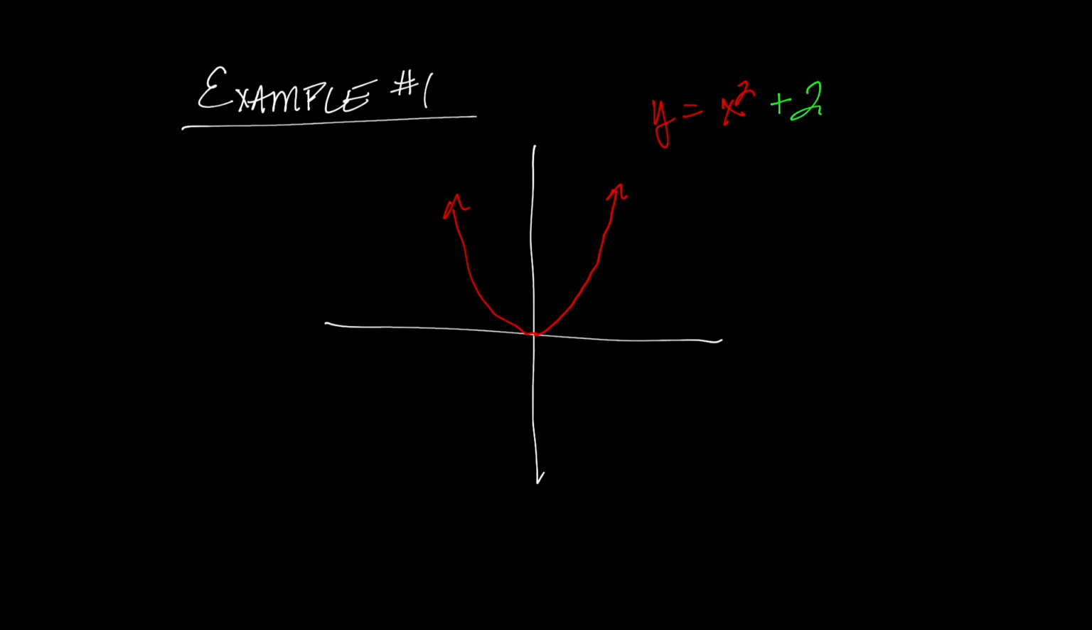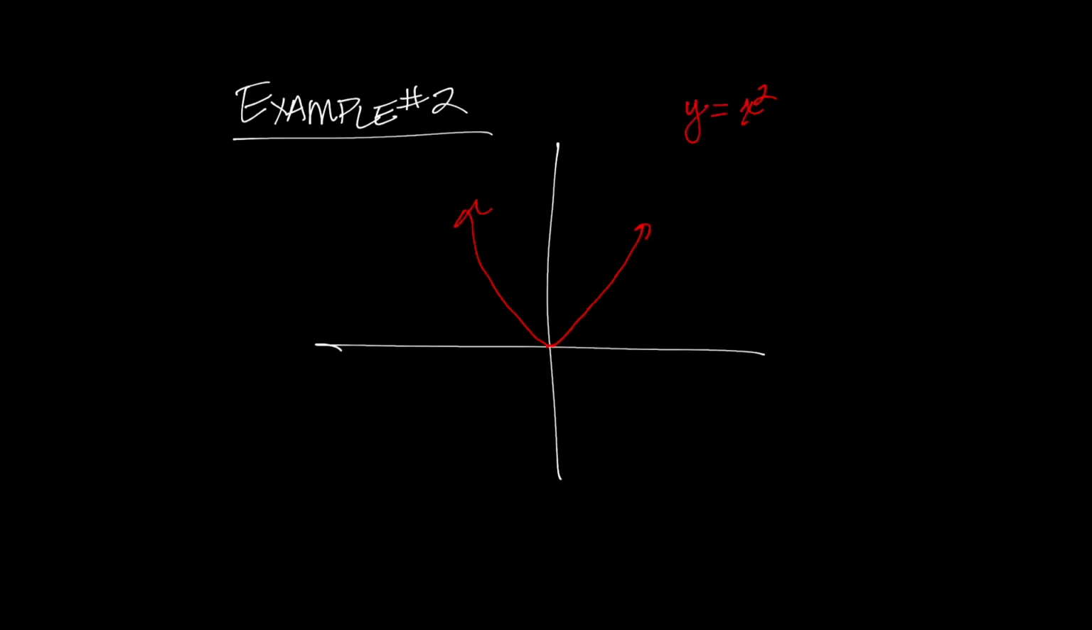So if I have x squared plus 2, very simply, that just means that you're taking the parent function, x squared, and moving it up the graph 2 units. And it ends up looking like this. All right? So let's look at another quick example on the next screen.